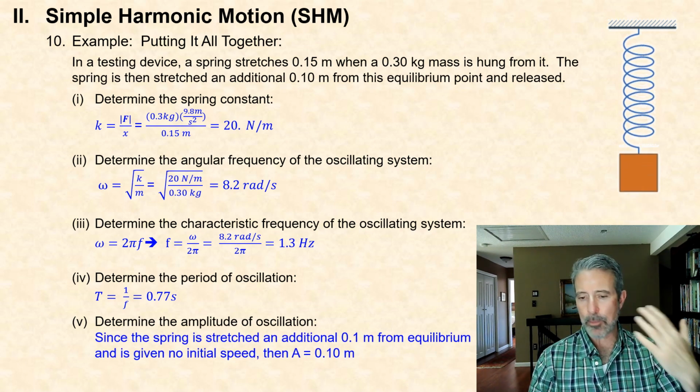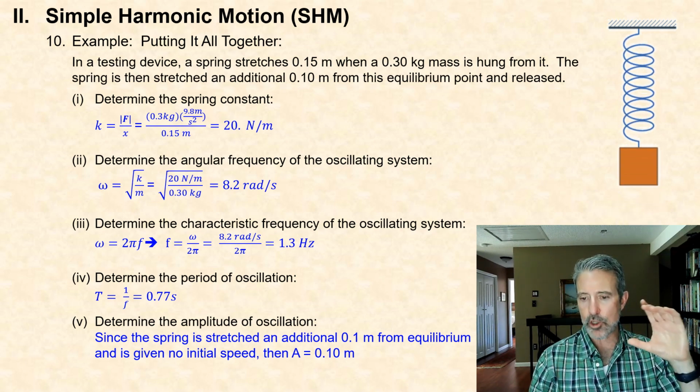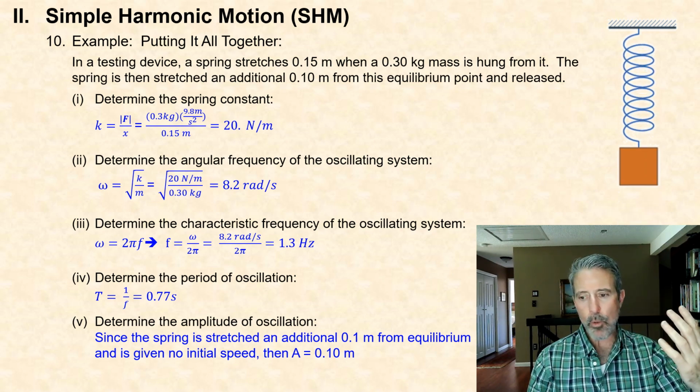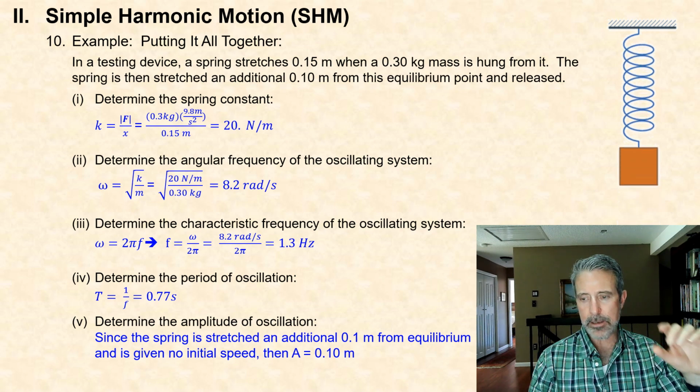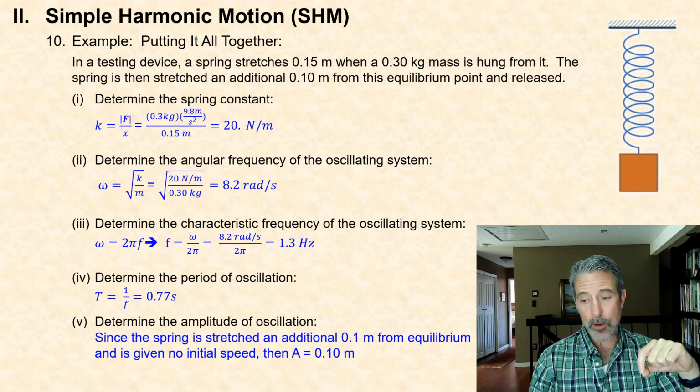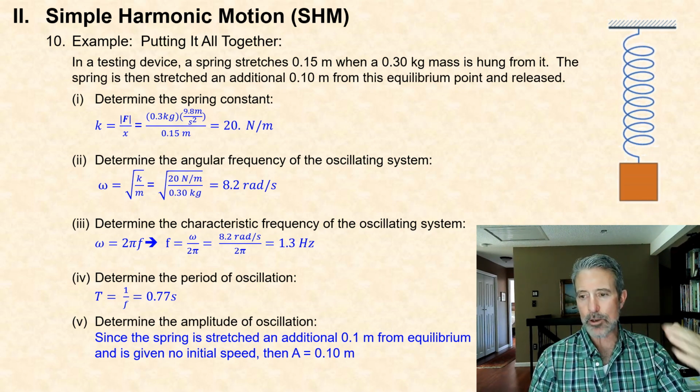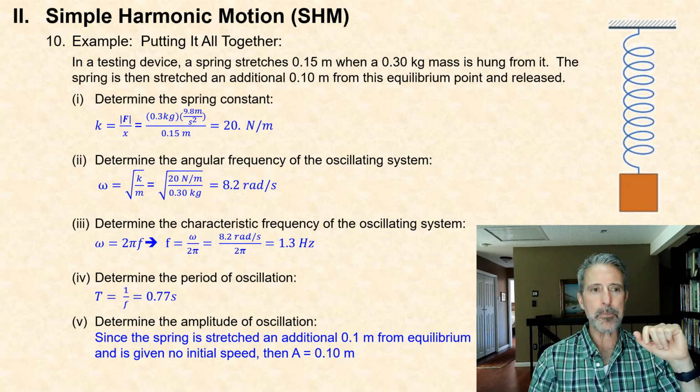Therefore, it's the 0.1 meters, that is the displacement or the stretch from the equilibrium position, that is the amplitude. At that point, once we've stretched the mass and spring that additional 0.1 meters, we have not released it yet, but once we release it, we now set the mass and spring into vibration.